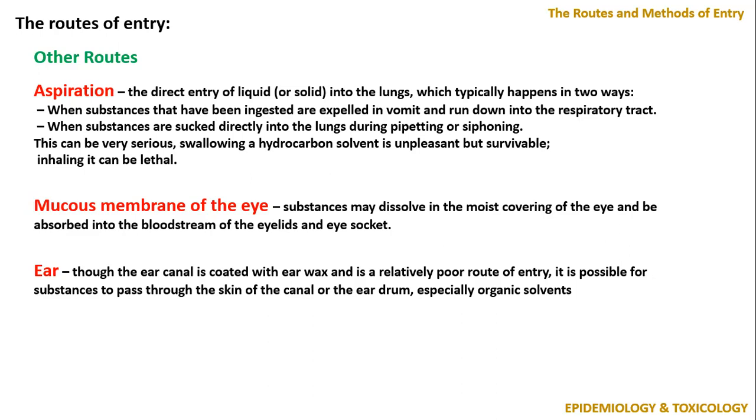Next is the mucous membrane of the eye. Substances may dissolve in the moist covering of the eyes, and may be absorbed into the bloodstream of the eyelids and eye sockets. Next route of entry is through the ear. Though the ear canal is coated with ear wax and is a relatively poor route of entry, it is possible for a substance to pass through the skin of the canal or the eardrum, especially organic solvents.